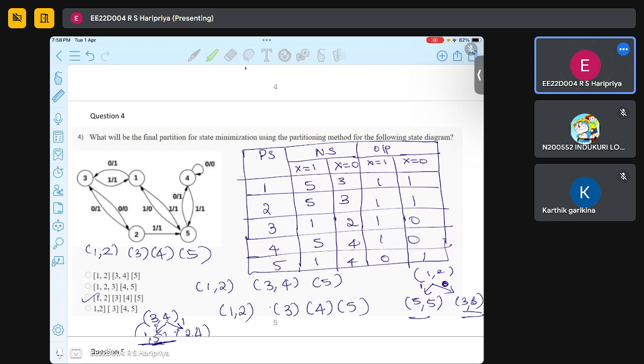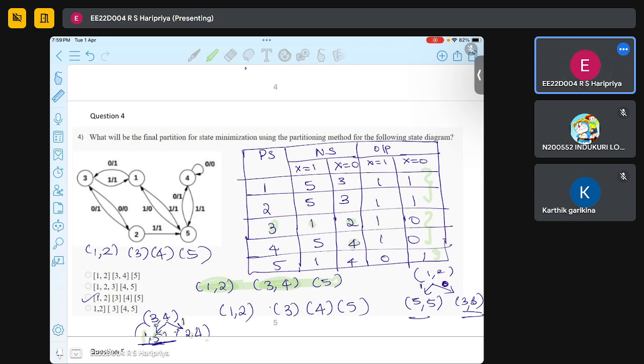First, this we get based on the output because these two are different, this is different, and this is different. Now, this and this, we have to see what is the next state based on 1 and 0. So, if 0 is the input, what will we get here as the next state? For 3, it is 1. So, it is 1, 5. And for 1, 2, 4. 2, 4.